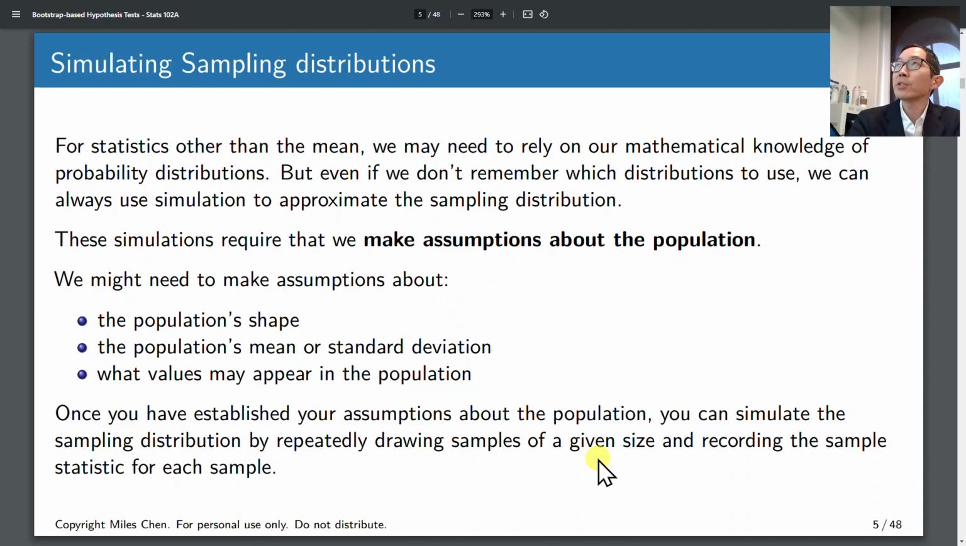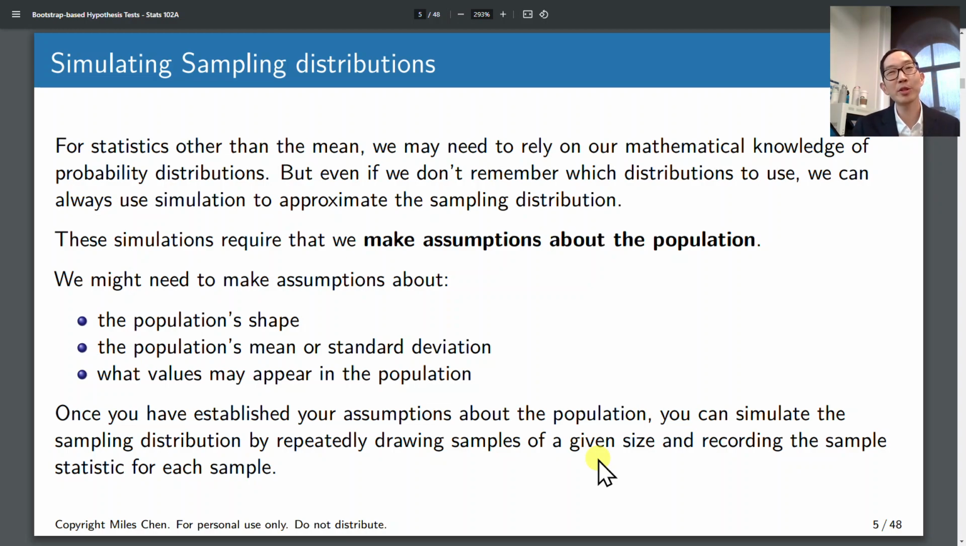So for statistics other than the mean, we may not be able to rely on our mathematical knowledge of probability distributions. This is not to say just ignore the 100 series, okay? That is important. Your mathematical knowledge is an important foundation. But even if you don't remember everything, it's okay. We can use simulations to approximate our sampling distribution.